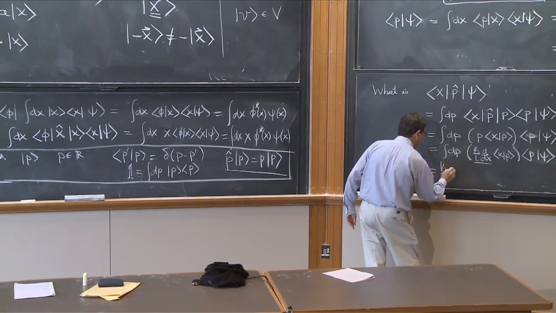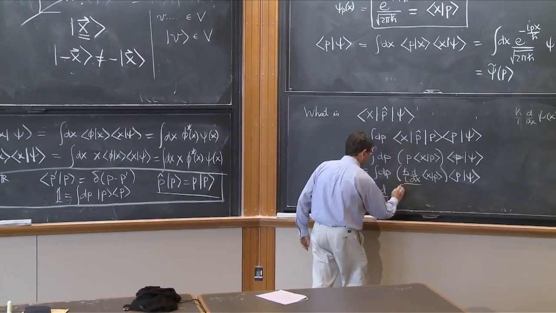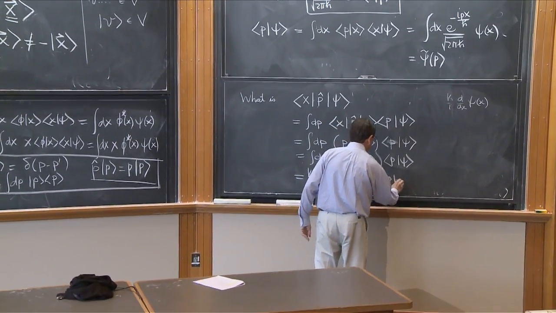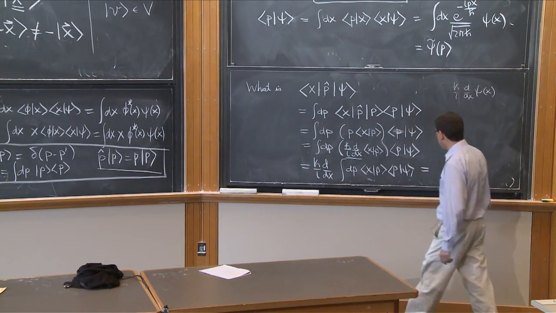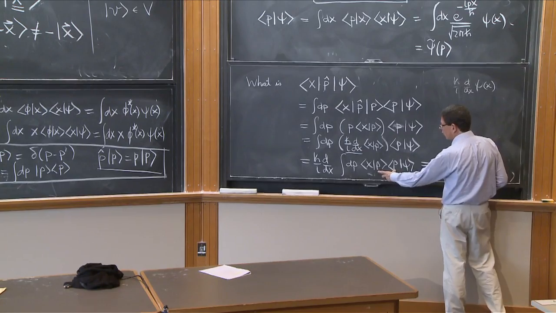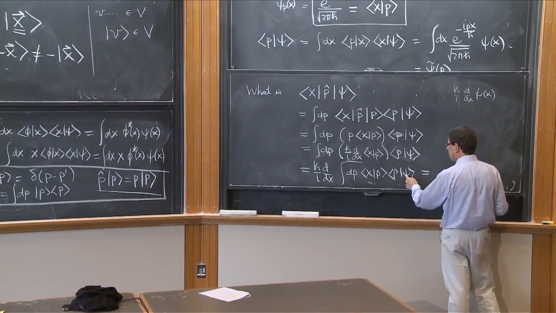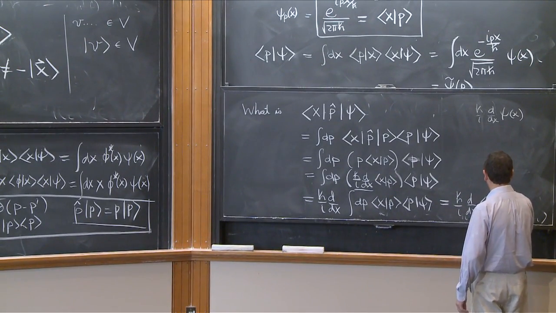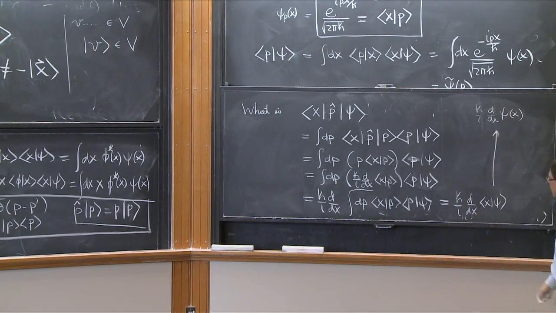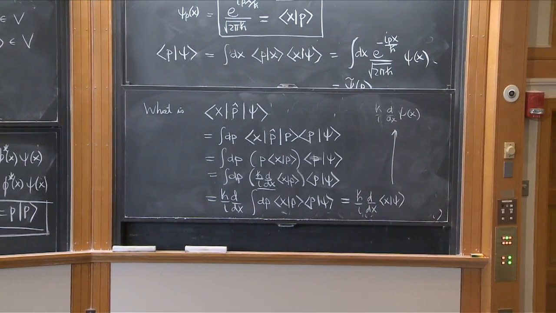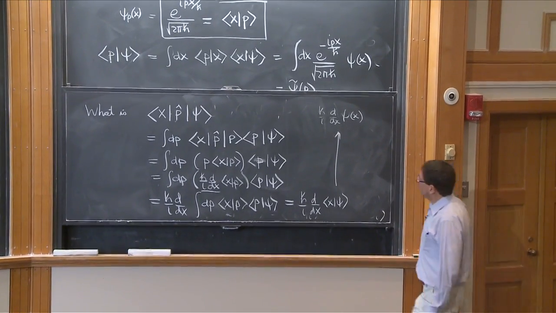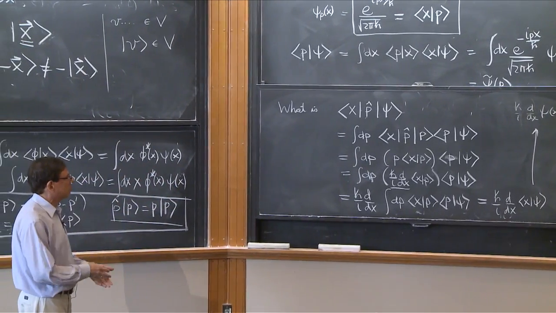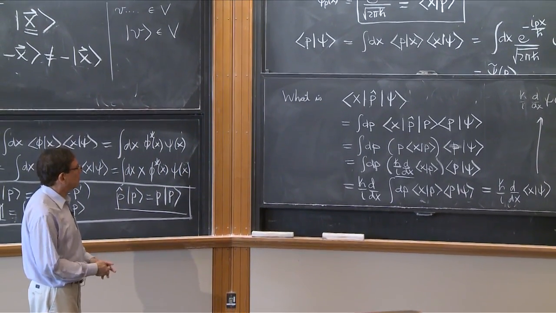And we'll have h bar over i d dx. And now we have dp x p p psi. And now by completeness, this is just 1. So this becomes x psi. So h bar over i d dx of x psi, which is what we claimed it would be. So this is a rigorous derivation. As you know, there's no guessing.